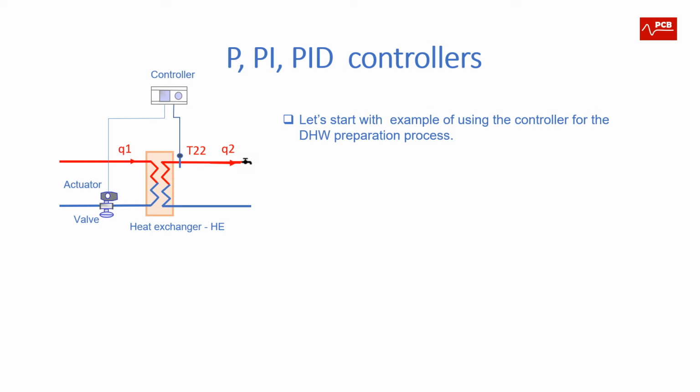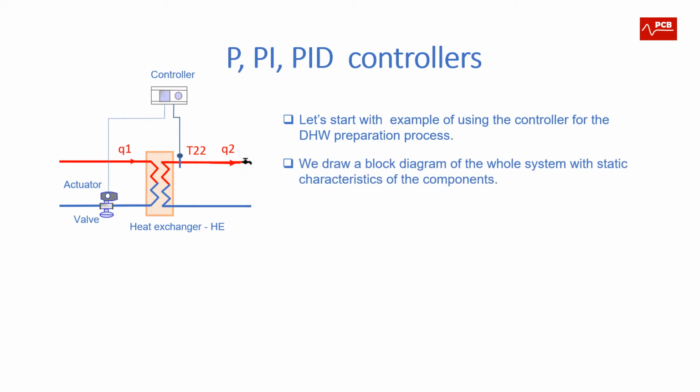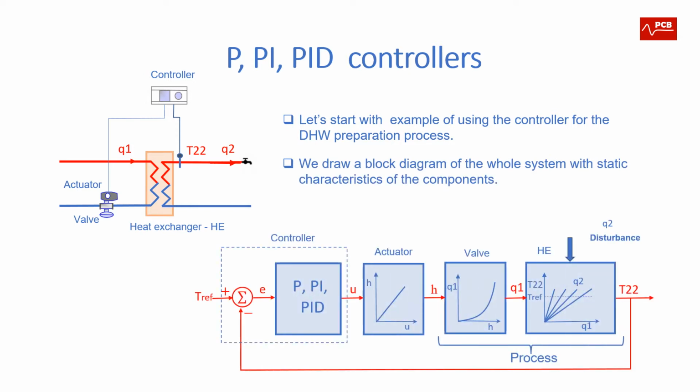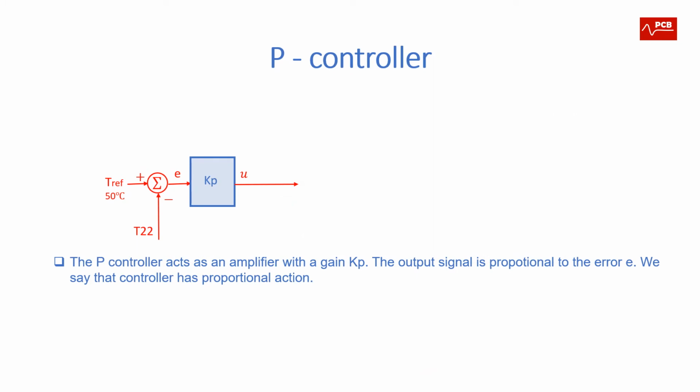We'll use the process of domestic hot water preparation to explain each type of controller. Here is a block diagram of this process with the static characteristic of each component. One of them is also the controller. The P controller acts as an amplifier with the gain Kp. The output signal is proportional to the error. So we say that the controller has a proportional action.